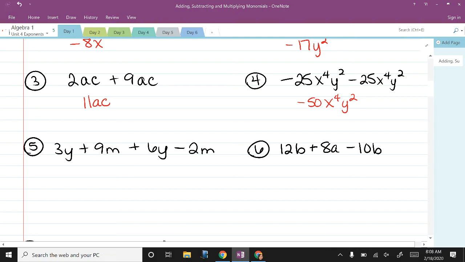So we leave everything alone except what's underneath the radical. What's 49 plus 72? 121. Is 121 a perfect square?